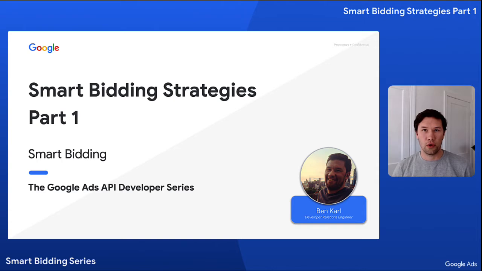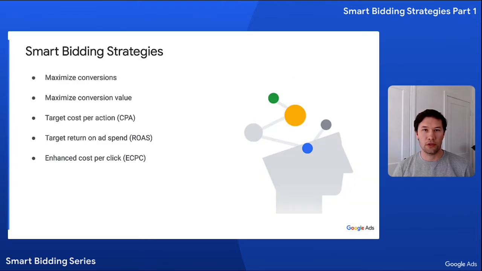In this video, we'll go into more detail about two smart bidding strategies, MaximizeConversions and MaximizeConversionValue. If you haven't already watched episode 1, I encourage you to do so because it covers some of the basic details about smart bidding that we'll build upon here. A link is included in the description of the video.